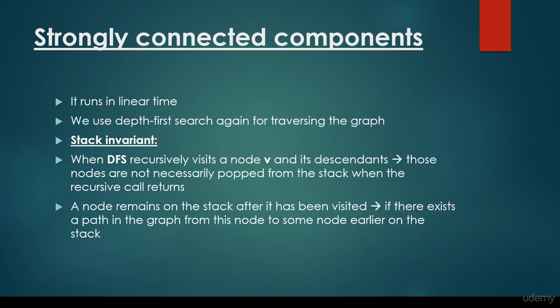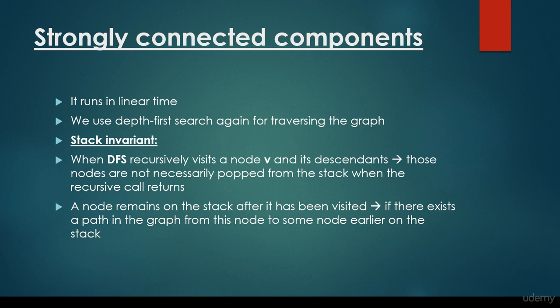So Tarjan algorithm runs in linear time. We use a depth-first search again for traversing the graph, as we have seen for Kosaraju's algorithm. But we have a very important fact, the so-called stack invariant. When depth-first search recursively visits a node V and its descendants, those nodes are not necessarily popped from the stack when the recursive call returns. A node remains on the stack after it has been visited if there exists a path in the graph from this node to some node earlier on the given stack.